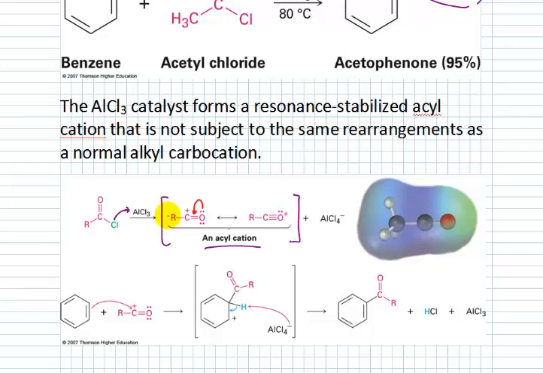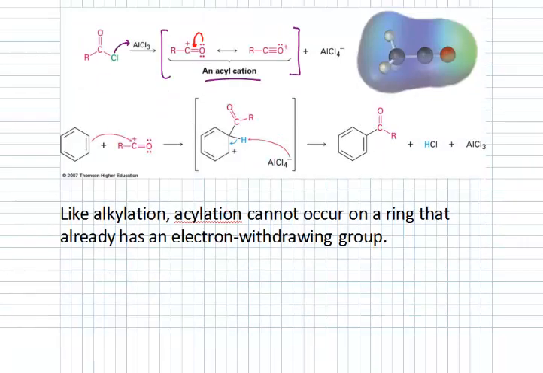So this R group can be really whatever we want. It can be branched or straight or whatever. We're just going to form this acyl cation where the benzene ring attacks the carbon and AlCl4 removes that hydrogen and re-aromatizes it. So we'll always end up with a C double bond O next to the ring, and the rest of that R group is attached to it.